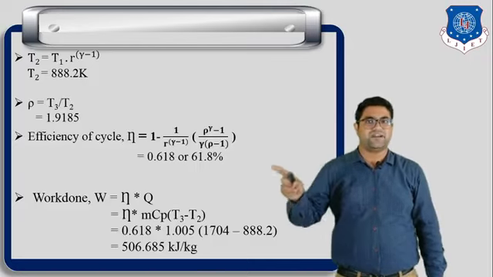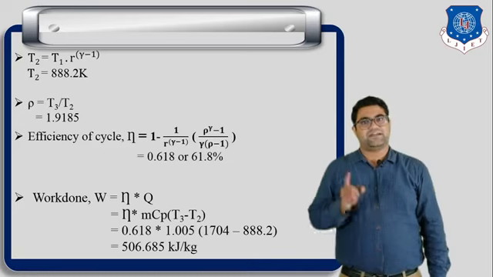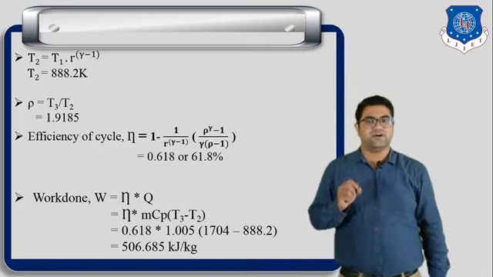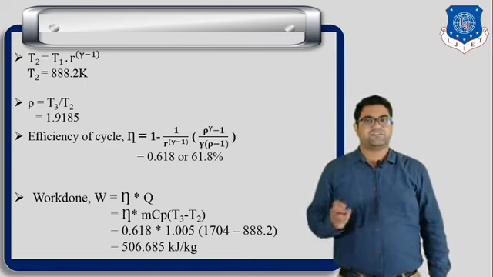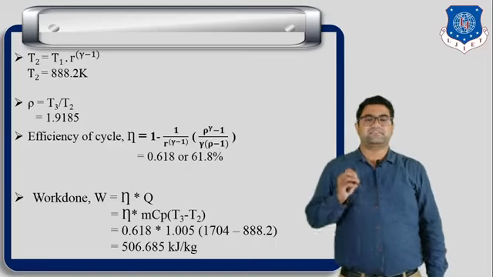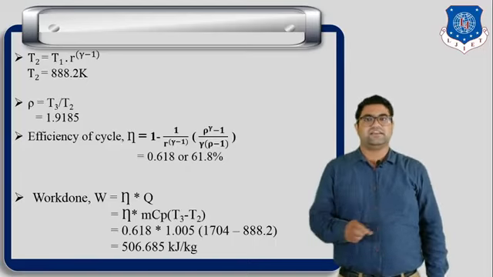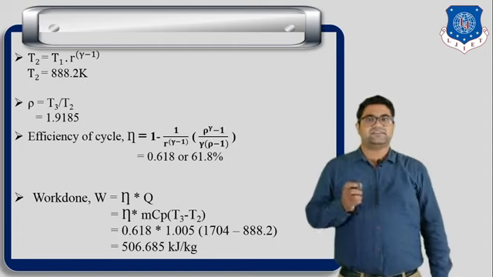Efficiency that we have already found, that is 0.618. Okay, multiplied by m Cp delta T, that is the value of heat supplied. So we can write 1.005, that is the value of Cp, in the bracket 1704, that is T3, minus 888.2, that is T2. So we can write here work done equals 506.685 kilojoule per kilogram.